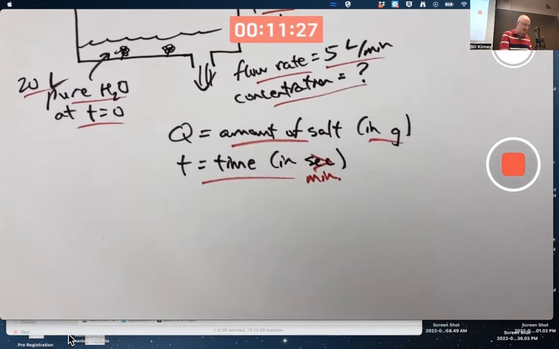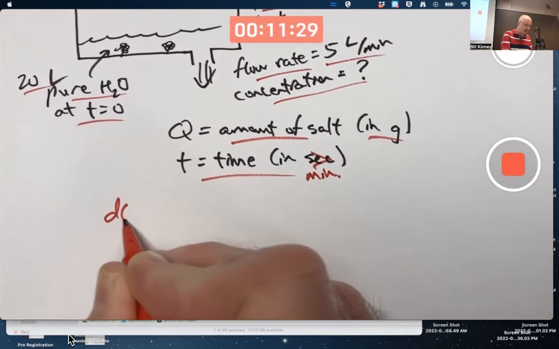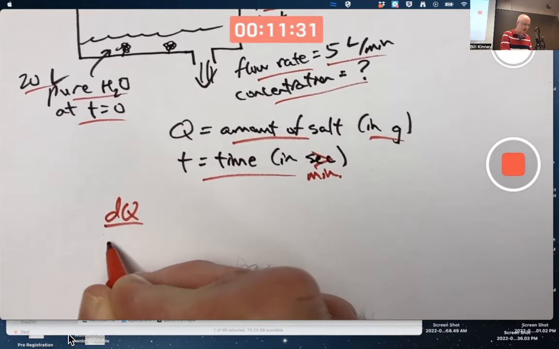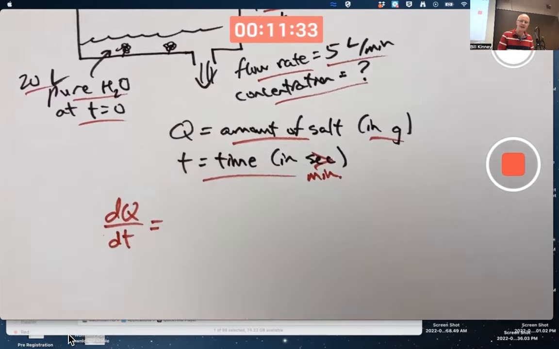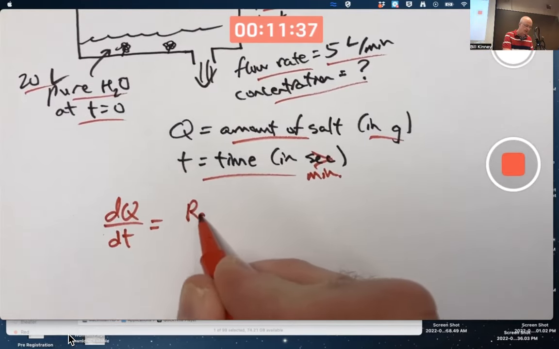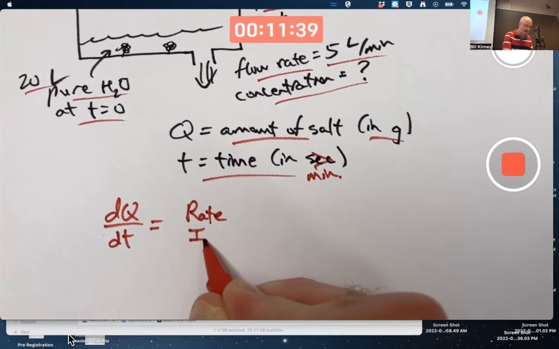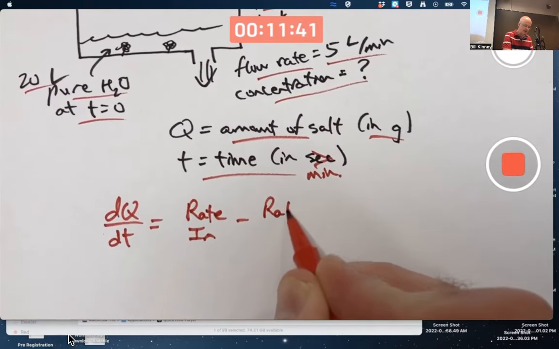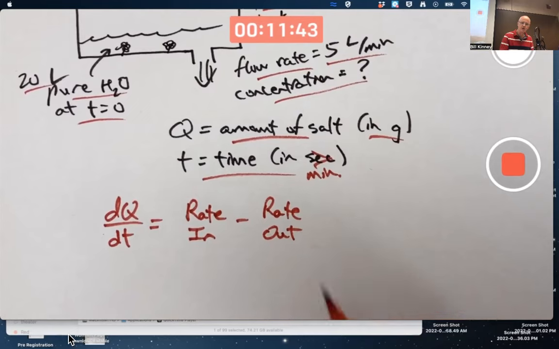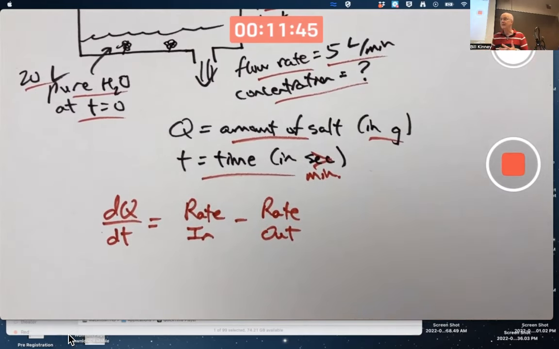The basic principle that you need here is that the rate of change of the amount of salt with respect to time is rate in minus rate out. There's salt coming in, there's salt going out. And to figure out these rates, it's really, really helpful to think about units.